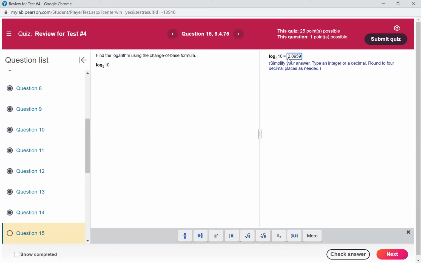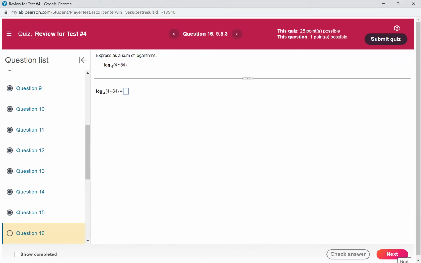2.0959. So are y'all decent on that rounding? Yes. Not too fond of it on my own. So mine's 2.9534. So I put in the MathLab 2.9534.